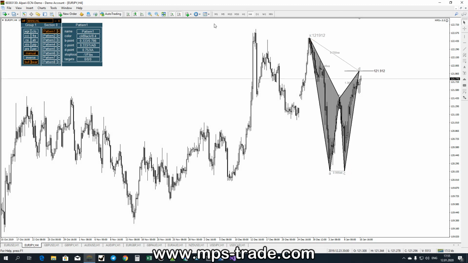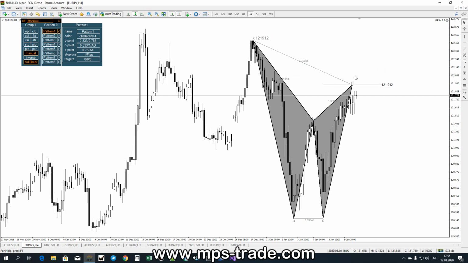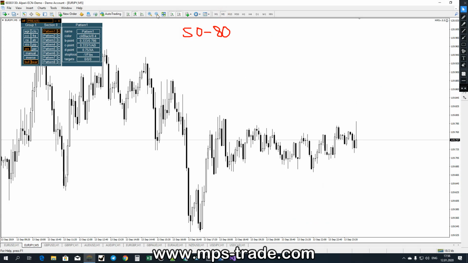So the pattern looks this way. First of all, the time frame. Before you draw any kind of pattern, if you are not going to set a limit order and you are going to use some price action to execute your trade, you should calculate the number of your candles. And the best number of candles is 50 to 80. So in this case, you will not have that situation. For example, let me switch that to 5-minute time frame.